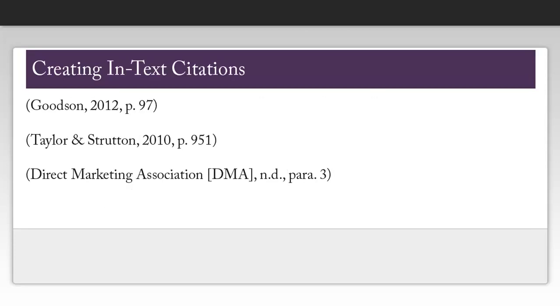In addition to citing your sources at the end of your paper, you'll also need to cite them throughout your paper. In order to do this, you need the author names, the date, and the page number for the source you're citing. Notice that before the page number, I just have the letter P.